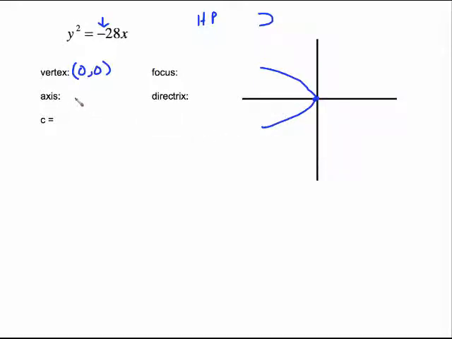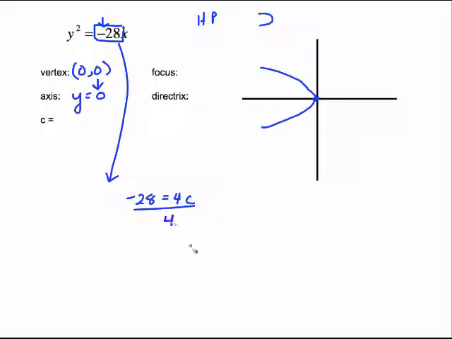The axis of symmetry is y equals the k part of your vertex, which is 0, because the axis is this line running right through the parabola. C is found the same way. Take that coefficient that's in front of the non-squared item and set that equal to 4c. Divide by 4, so c is negative 7. I know my focus is inside the parabola, and I know my directrix is outside of the parabola, and I know it is a 7-unit thing.